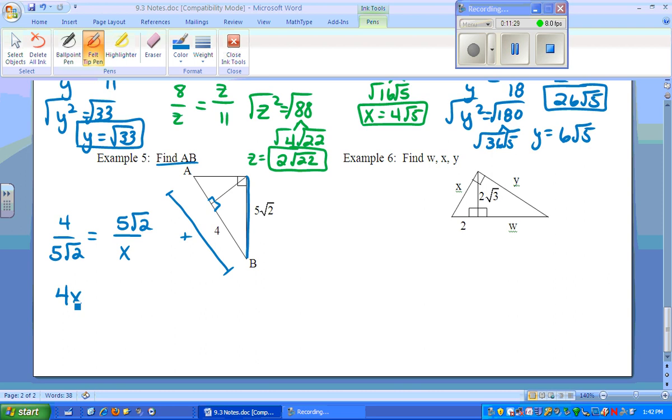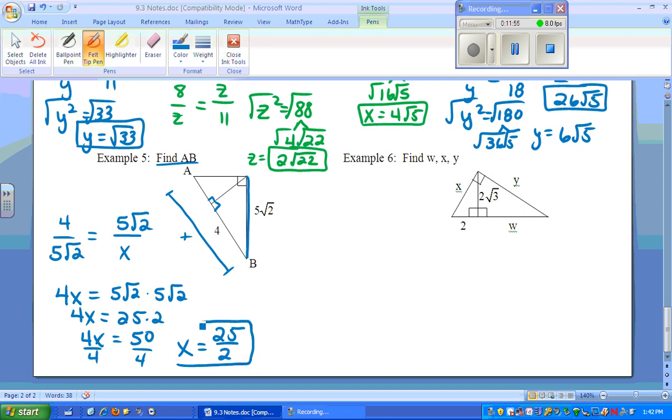So that's going to be the side called x. Cross multiply, we get 4x is equal to 5 root 2 times 5 root 2. Well, that's 25 times 2. So 4x is equal to 50. Divide by 4. The missing side x, which is AB, is 25 over 2. Ta-da! How exciting.